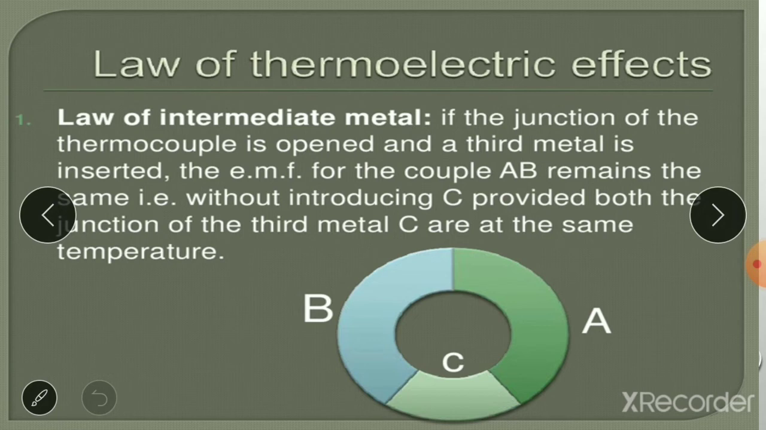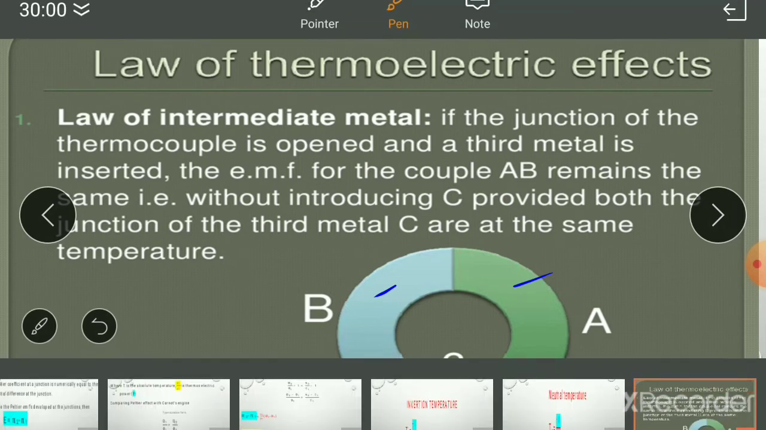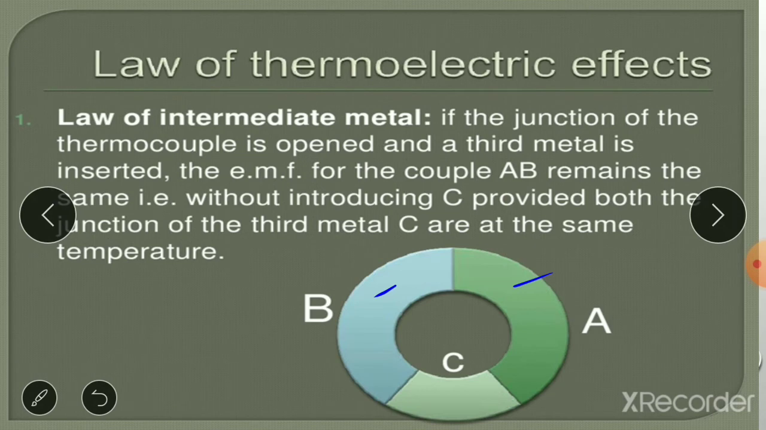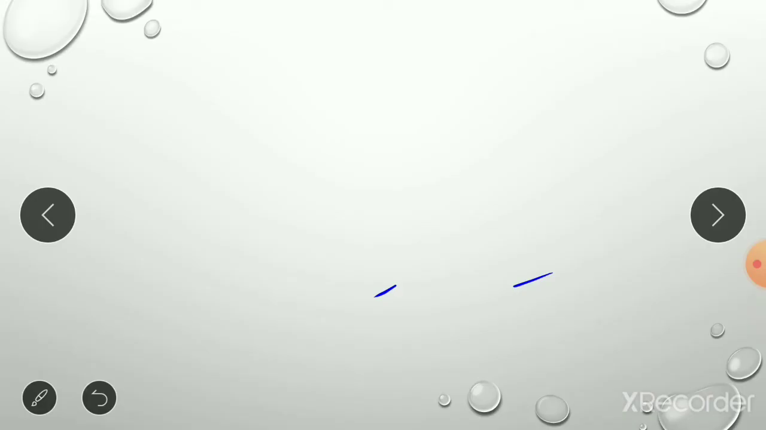Now consider two metals A and B forming a thermocouple. Now check the EMF and temperature difference across A and B. That is nothing but the same. Now introduce one more metal, C, in between A and B. Now check the EMF, it does not change at all. If a third one is introduced, there is no change of the EMF. This is the law of intermediate metals. Next, the second one.